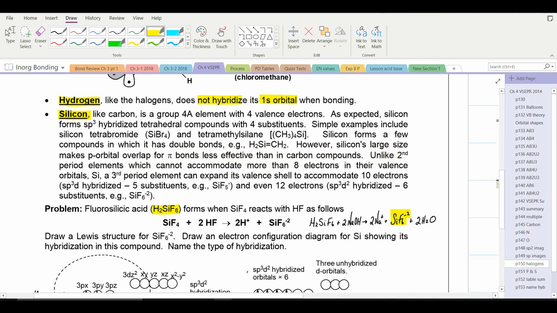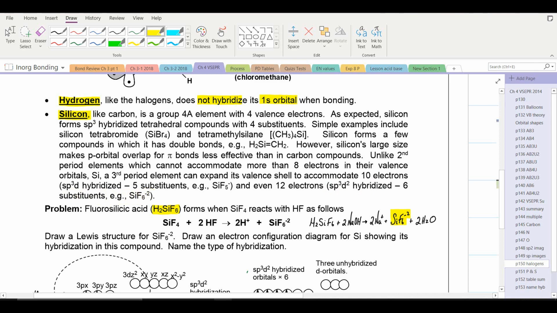Unlike second period elements, which cannot accommodate more than 8 electrons in the valence shell, silicon is a third period element and it can expand its valence shell to accommodate 10 electrons when it's sp3d hybridized, that is 5 substituents like in SiF5-, and even up to 12 electrons when it's sp3d2 hybridized with 6 substituents as in SiF6 2-.